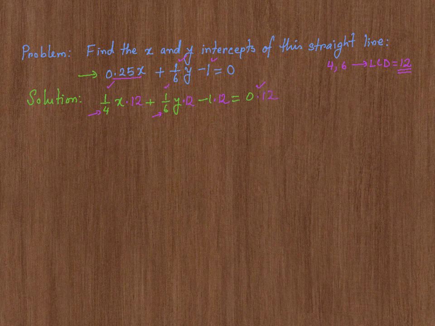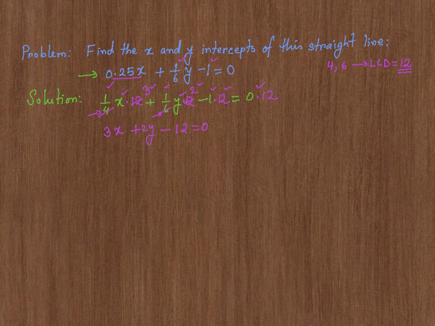Now 4 goes into 12 3 times, so that's going to give me 3x, 3 times x. 6 goes into 12 twice, and 2 times y is 2y. Then minus 1 times 12 is 12, which is equal to 0.